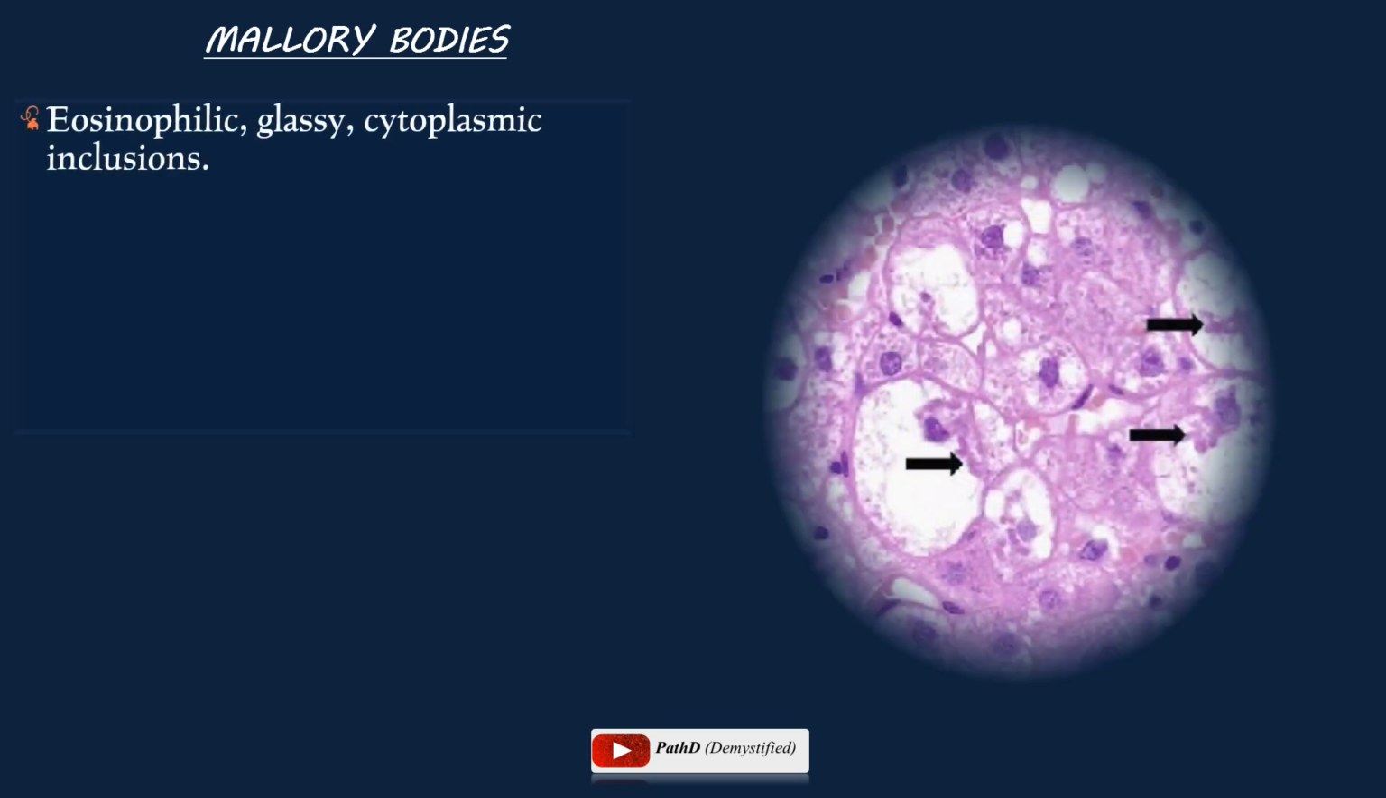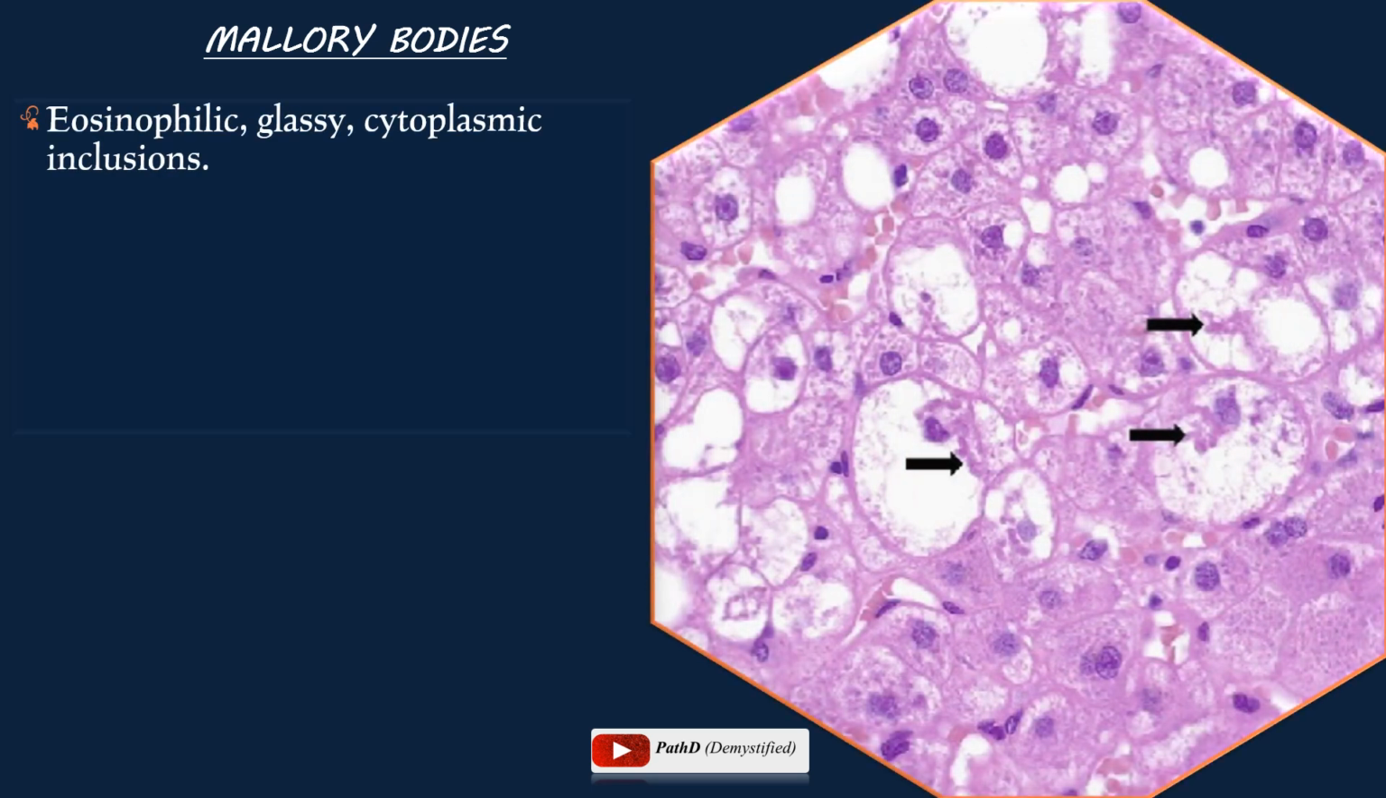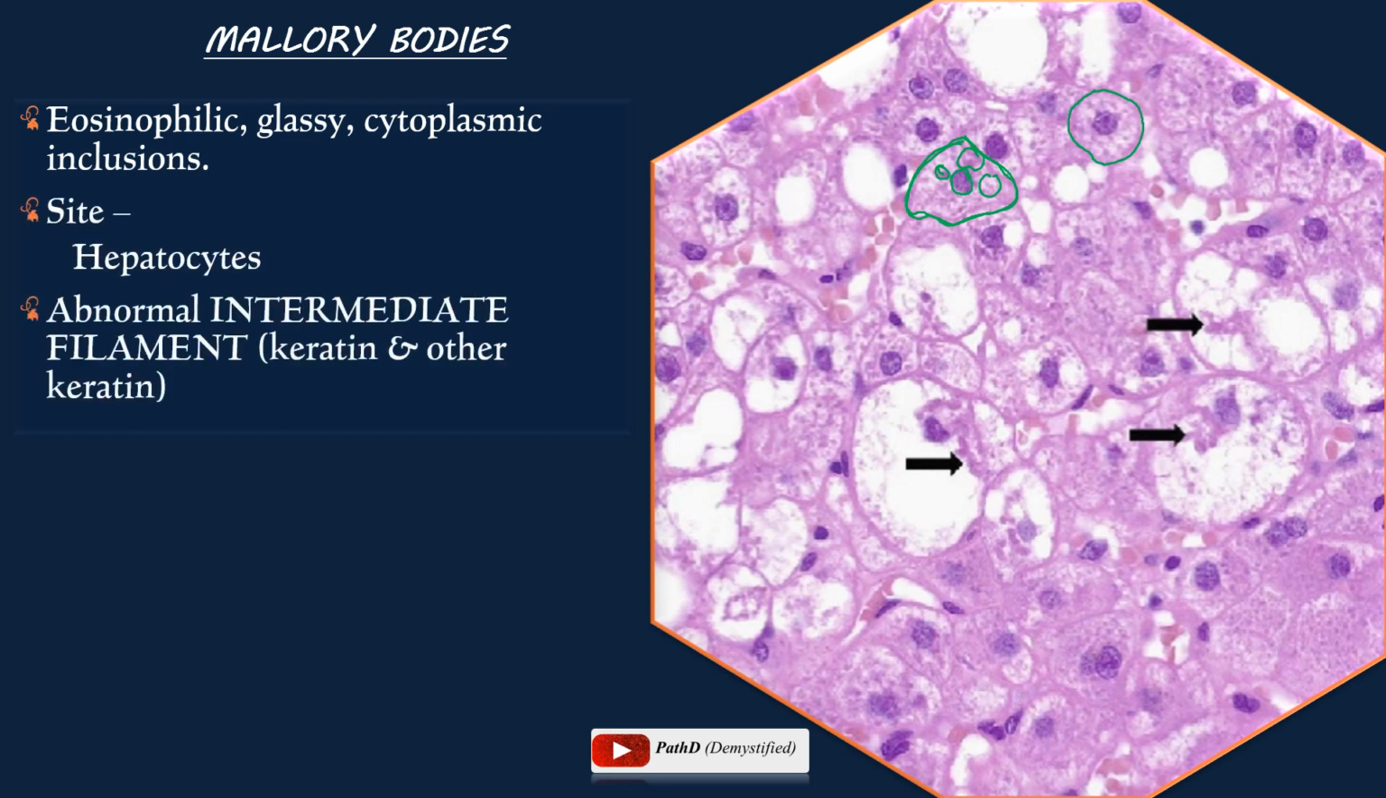Now what are these Mallory bodies? These are basically eosinophilic glassy cytoplasmic inclusions within the hepatocyte of the liver. So this is a section of a liver, and this single cell is called the hepatocyte. Now this is the nucleus, and you see these small eosinophilic glassy inclusions within the hepatocyte. They look as if you have sprinkled dirt within the cytoplasm of the hepatocyte. So this is what is called Mallory bodies.